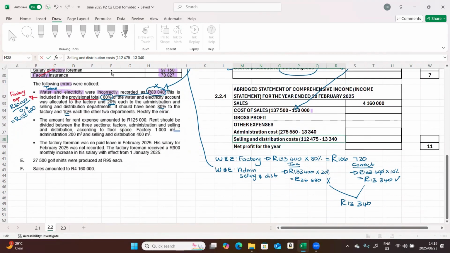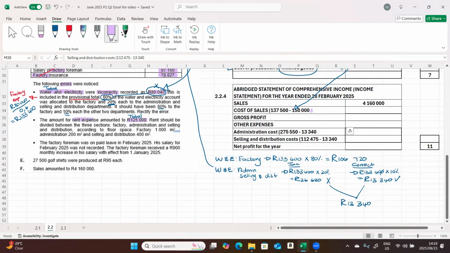The next error talks about rent expense. Okay, so the amount for rent expense amounted to 125,000 Rand. Okay, so this is your total rent expense, guys. It's a good thing. This is the total rent expense, right? So total. Can you see this is easier? It's going to be easier already because with water and electricity, we did not have the total. We had to work backwards to get the total. But luckily over here, we have the total for rent expense.